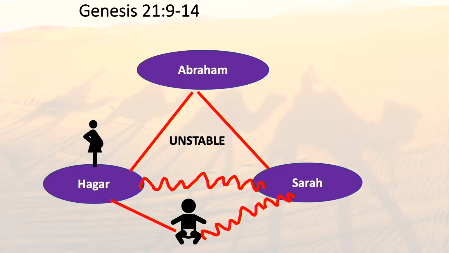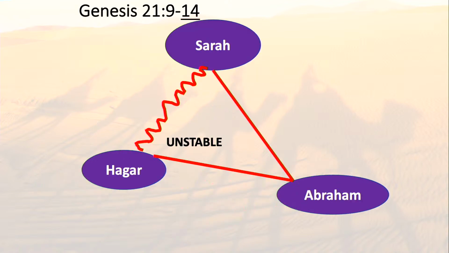So this triangle right here, this is actually a stable triangle. The upper one is unstable. Are we seeing this? So we're going to turn this around. We're going to rotate it just so you can see we can draw the triangle in any way we want. And we're going to talk about the triangles in this family. So let's rotate this. So with Sarah, Hagar, and Abraham, this is unstable. And unstable triangles want to change.